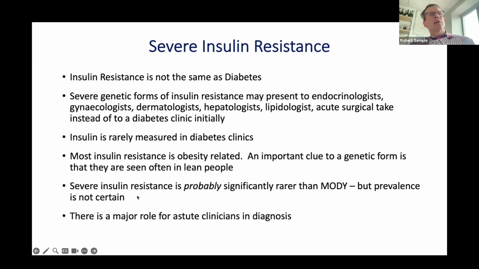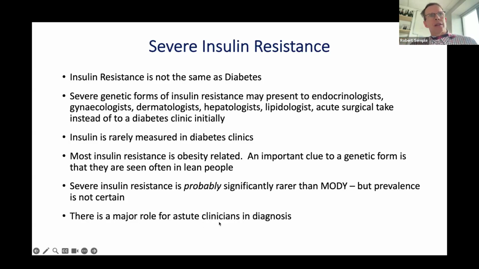And we really don't have a very clear view of the epidemiology. I think it probably is significantly rarer than MODY, certainly the genetic forms, but we really don't have very accurate estimates. And that's partly because even if you have a genetic form of insulin resistance, it really interacts very much with your life stage, particularly puberty and obesity. So it sort of waxes and wanes across your life.